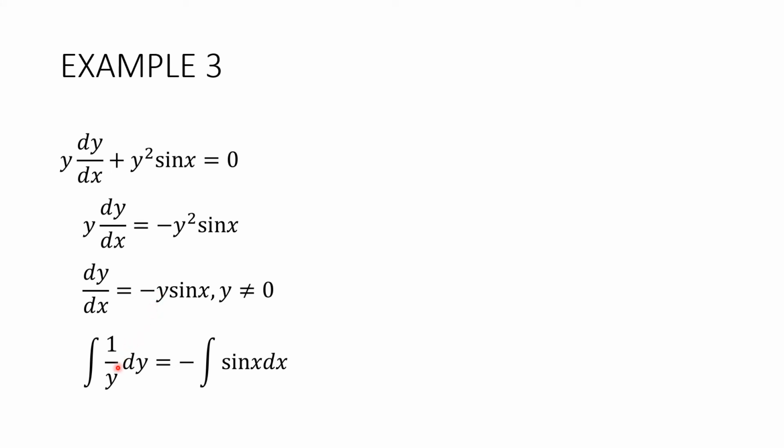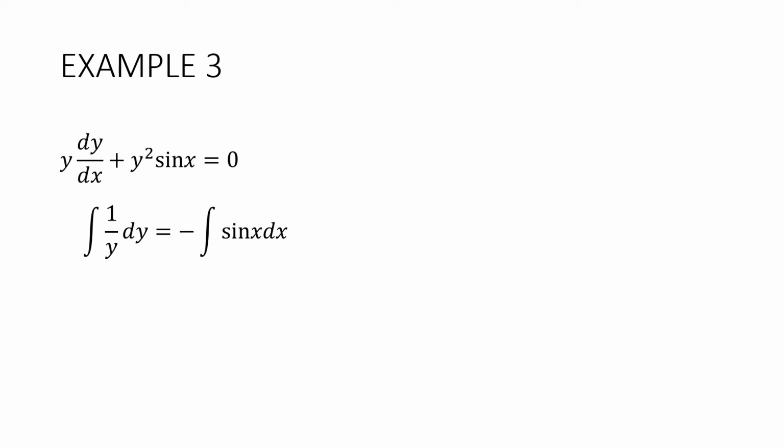The y comes over this side, 1 over y dy. I'm going to leave the negative there, but it doesn't really matter. You could take it over as well if you wanted to. Negative integral of sine x dx. Now, you'll note that it's obvious that y can't equal 0 because it's on the denominator here, so this is no longer important.